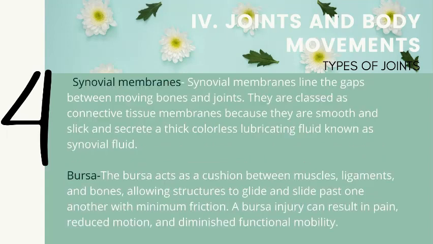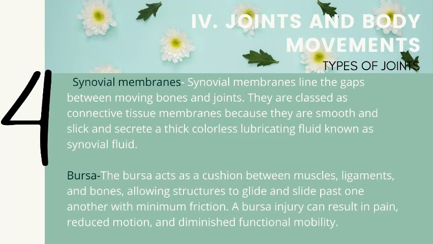For the synovial membranes, like the gaps between moving bones and joints, they are classed as connective tissue membranes because they are smooth and sleek and secrete a thick colorless lubricating fluid known as synovial fluid. Bursa. The bursa acts as a cushion between muscle, ligaments, and bones, allowing structures to glide and slide past one another with minimum friction. A bursa injury can result in pain, reduced motion, and diminished functional mobility.